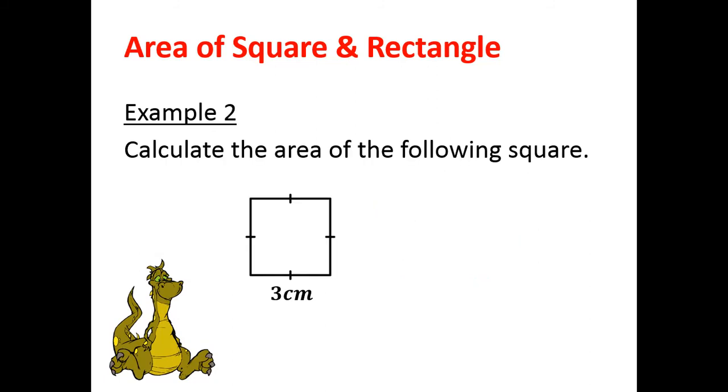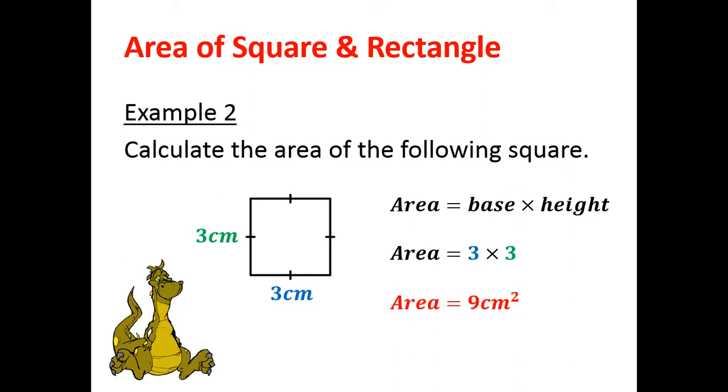Alright, example 2. Calculate the area of the following square. Well, the base is 3, and we don't have a height, but because it's a square we know the height is also 3. So the area is equal to base times height, which is 3 times 3, which gives us 9 centimeters squared.